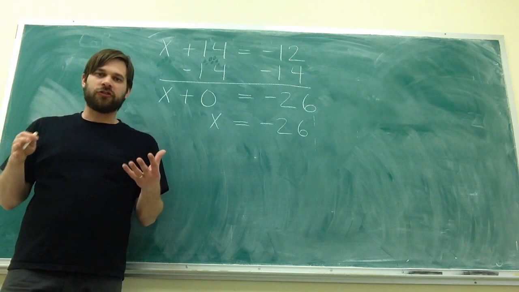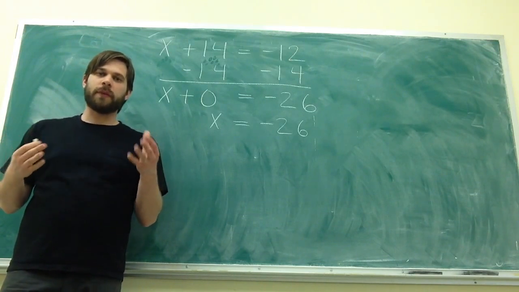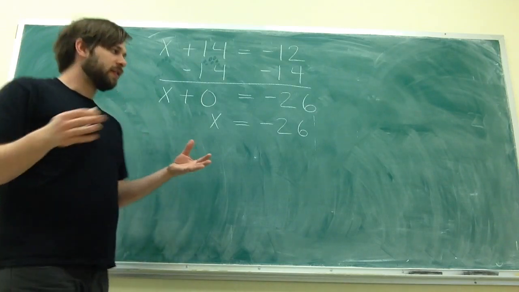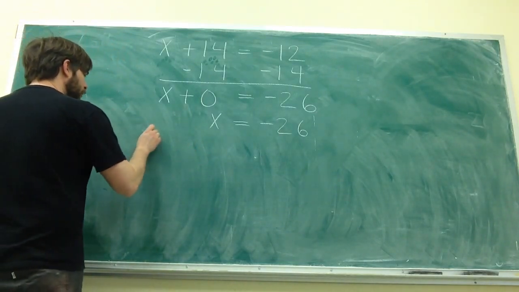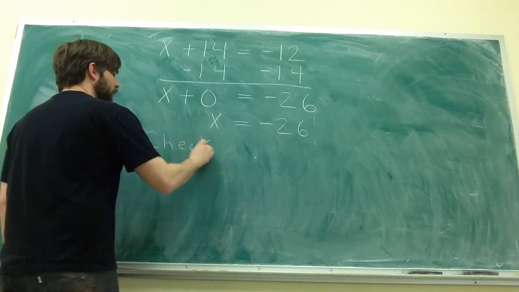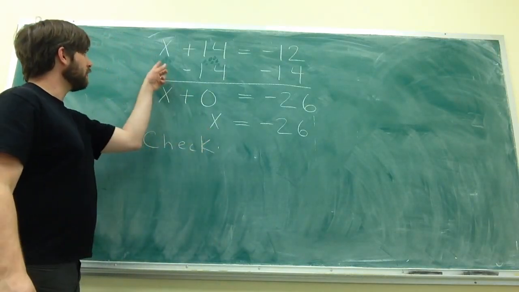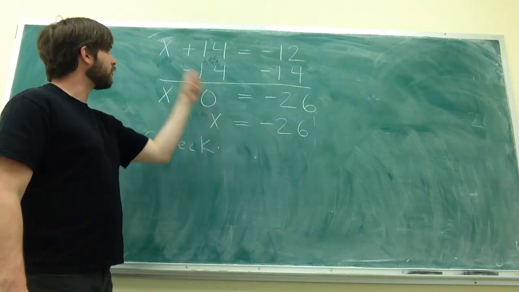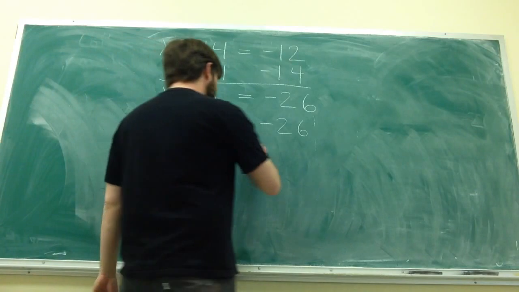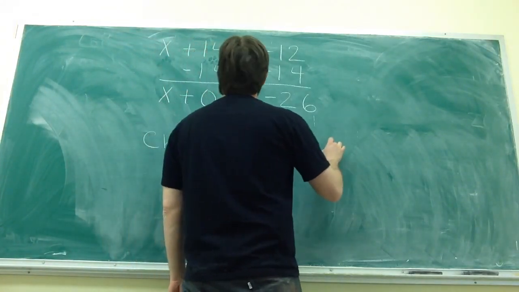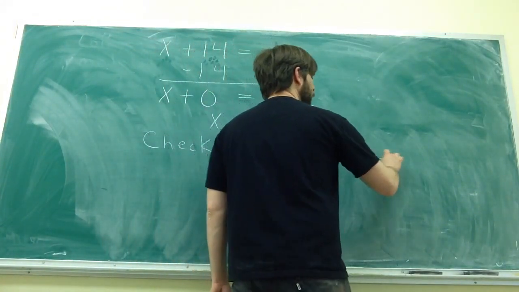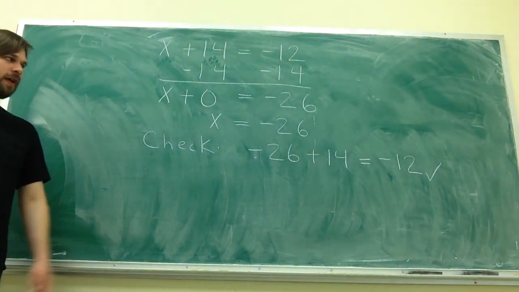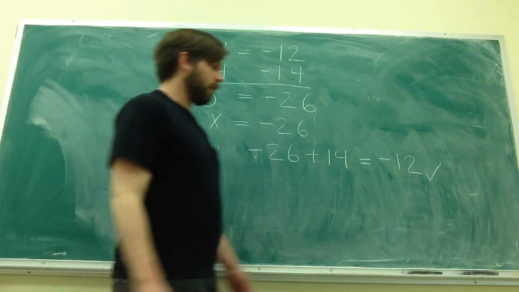Now the thing about an equation, the way you solve for a variable, is you can always check your work. A lot of the time it's worth it to take that extra step to make sure your answer makes sense. So what we do is we plug our answer in. So x equals negative 26, so we'll put negative 26 in for x. And negative 26 plus 14 does equal negative 12. So we do have a legitimate solution to this problem.